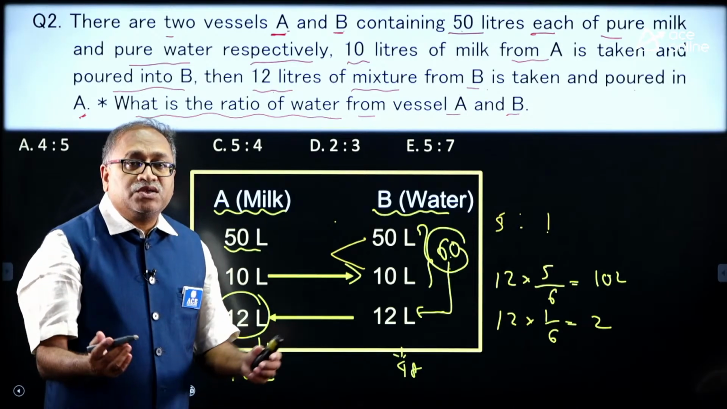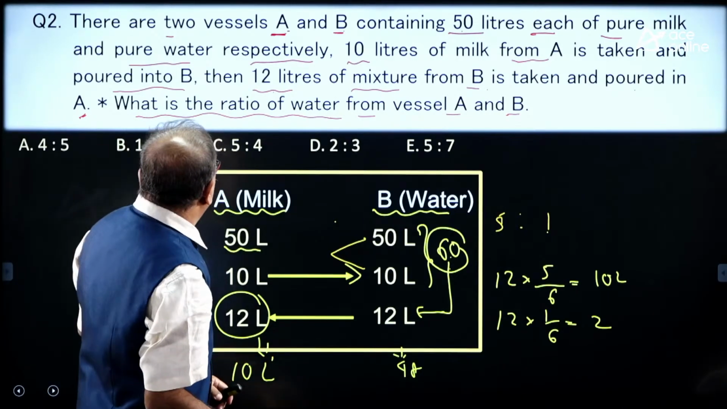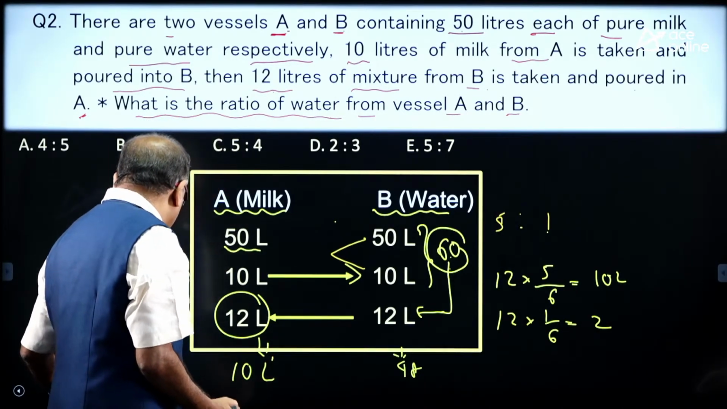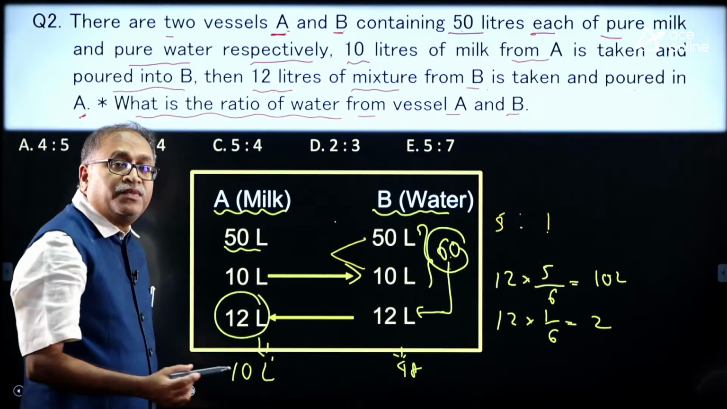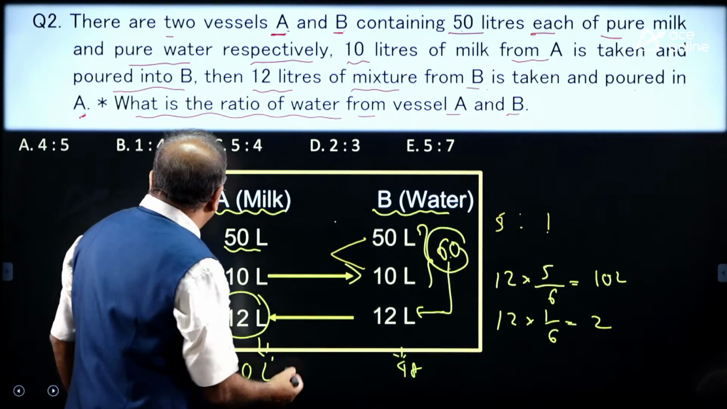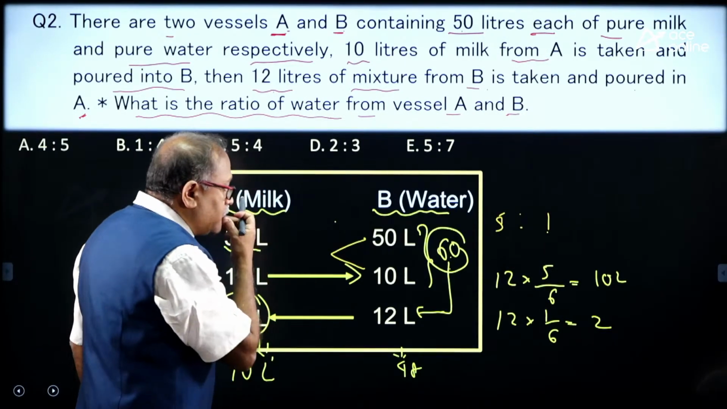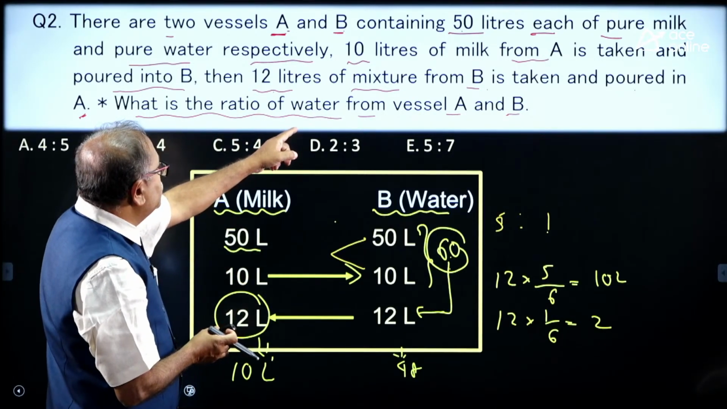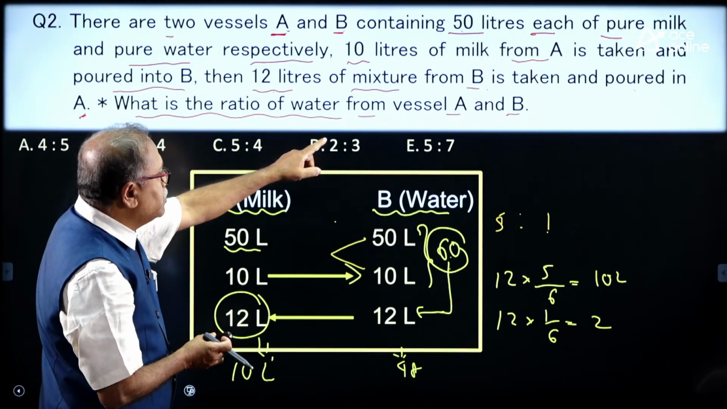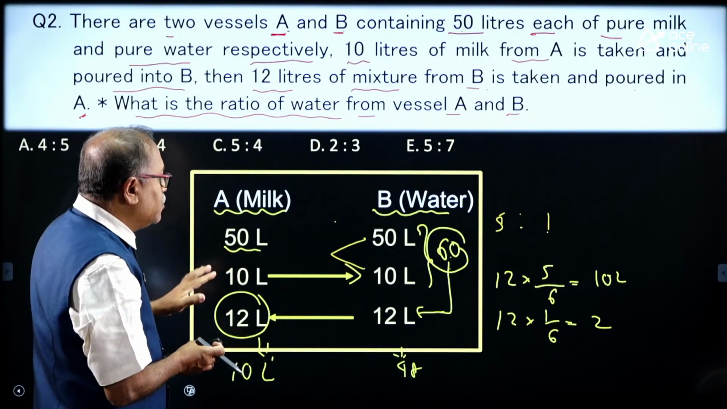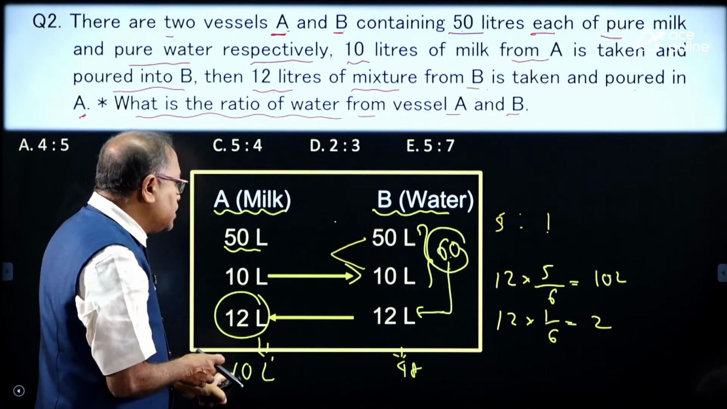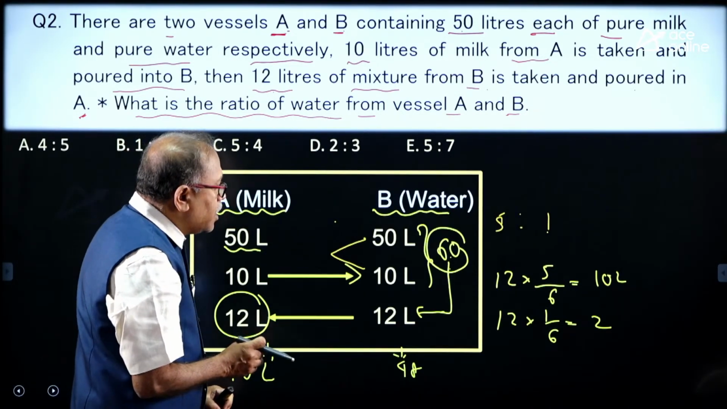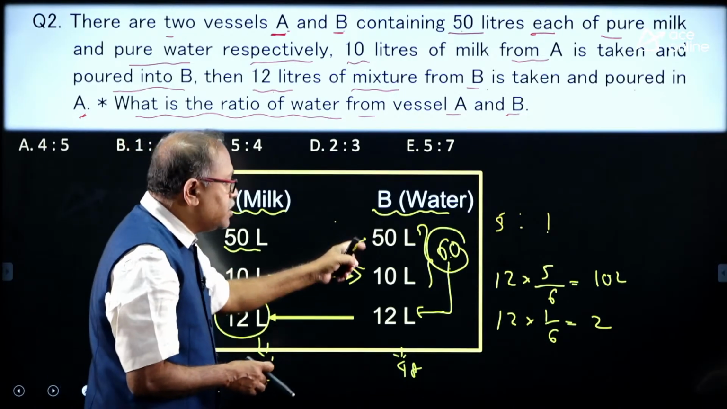What is the water ratio of A to B, or is it talking about percentage? No, it is talking about the water ratio. So, clearly visible that it should be the water ratio between A and B. Okay, that is right.